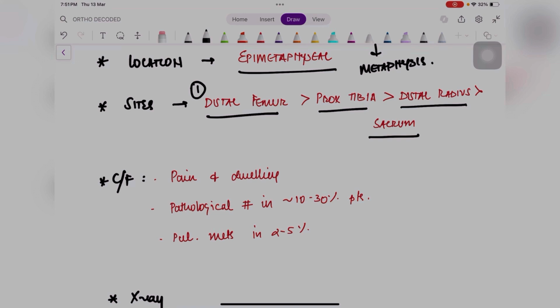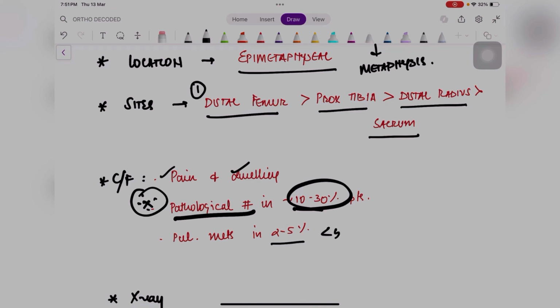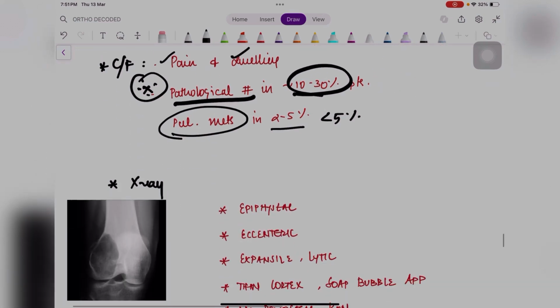GCT location is there. Coming to the clinical features, the patient will most commonly have localized pain and swelling. In around 10 to 30% of the patients, they can have pathological fracture, which is a very important finding you should note. And in around 2 to 5% of the patients, there may be pulmonary metastasis.